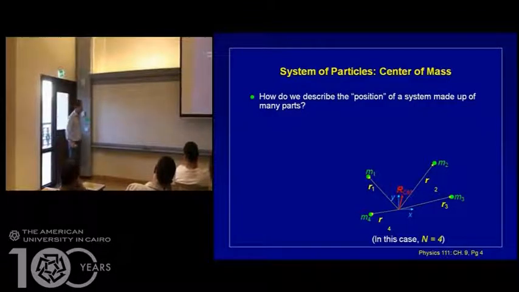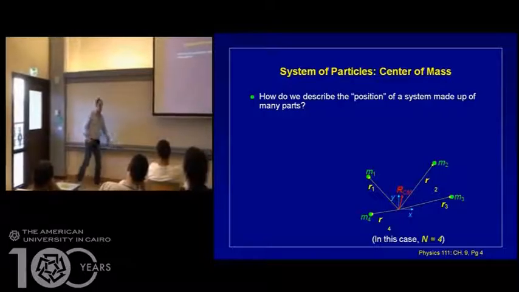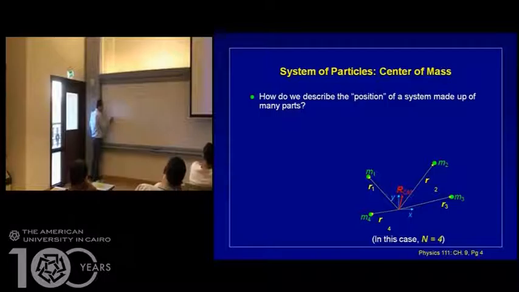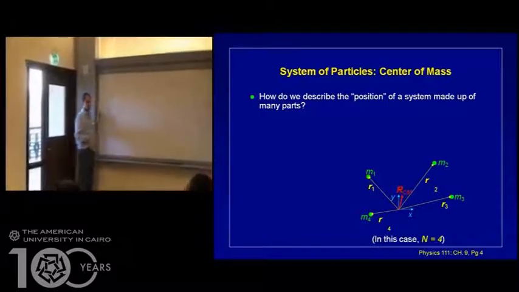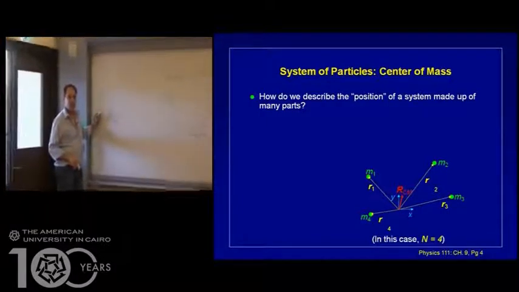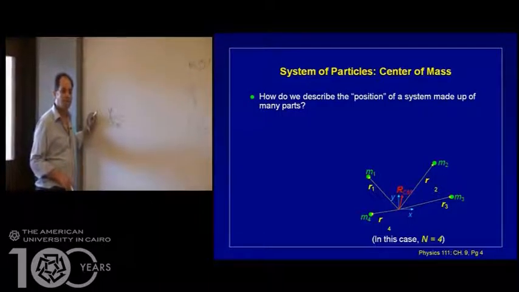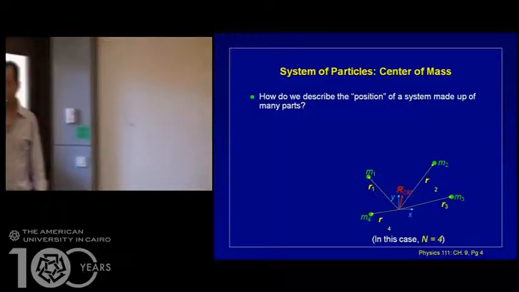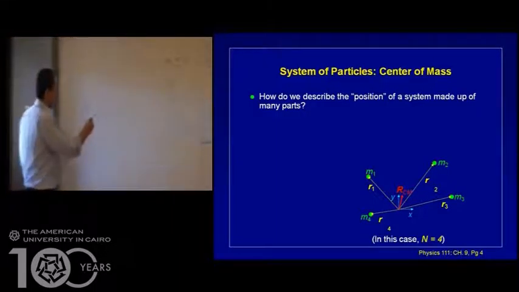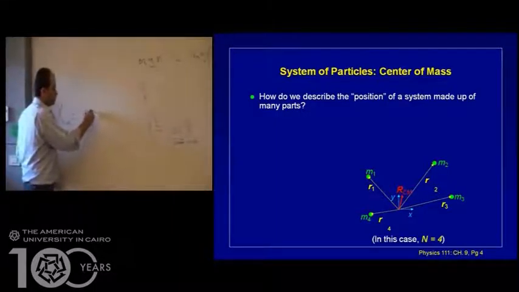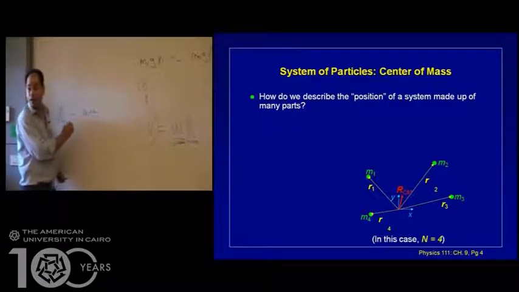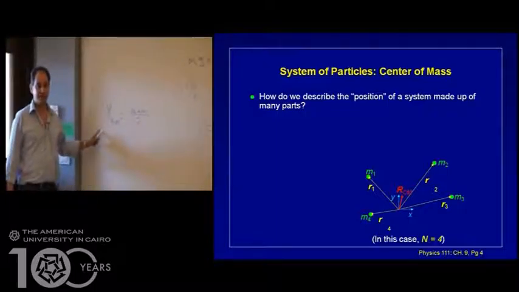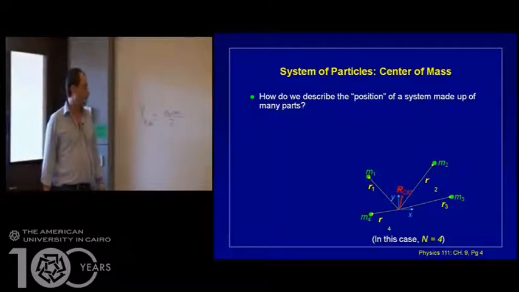Yeah, but we don't know where the center of mass is for that point. So can I do this? The center of mass equals M1 plus M2 divided by 2. Is this equation correct? Do you think this is the correct equation?